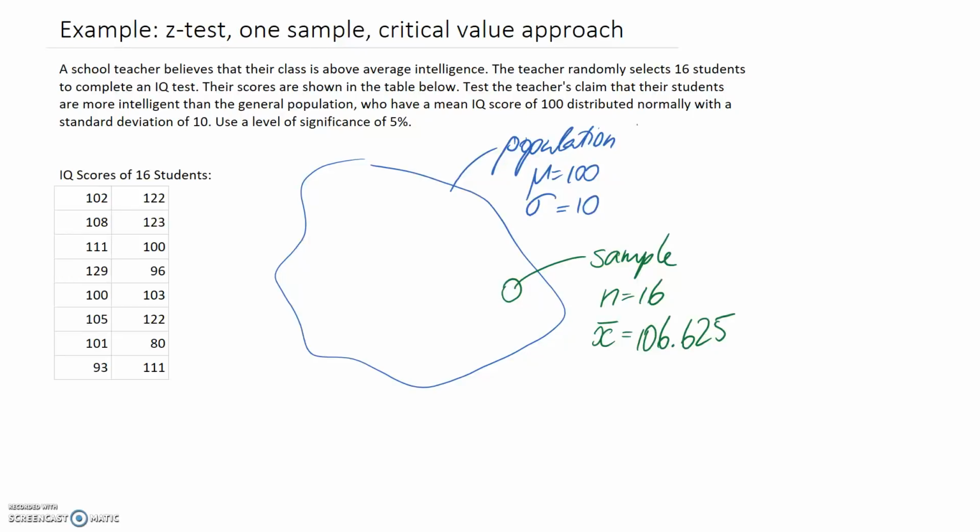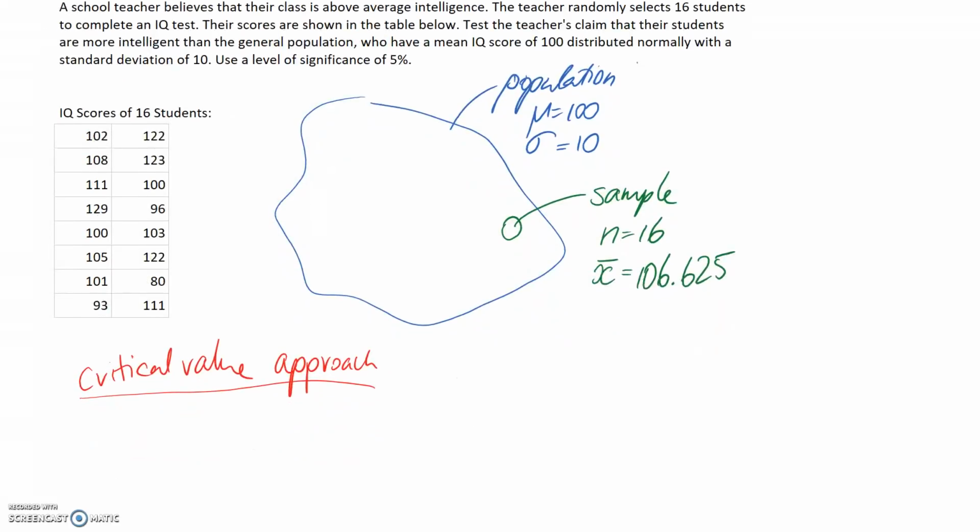So in this video, I'm going to use the critical value approach to solve the problem that was previously completed with the p-value approach. So here we're doing the critical value one. So again, the first step is the same as what we did with p-values. We need to write out the null hypothesis and the alternative hypothesis.